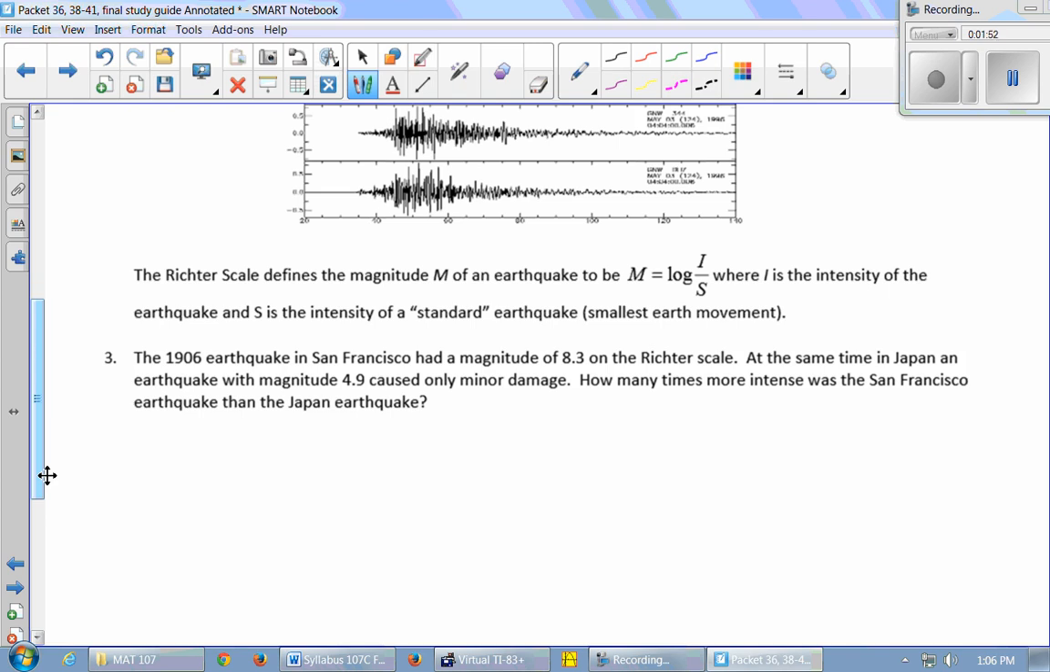So S is just some number. I don't know what it is. It's some number. All right, so intensities are really big numbers. When we measure an intensity, it's a really big number. So to make it a more understandable number, we take a log because that makes it smaller.